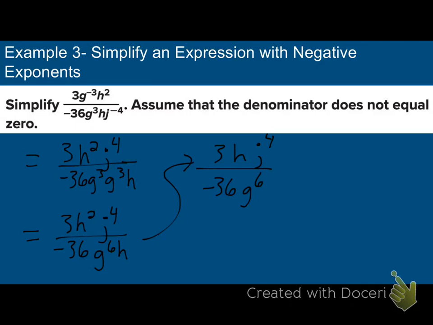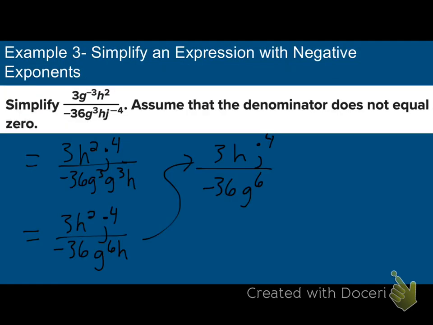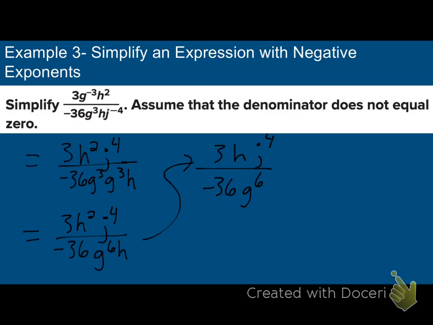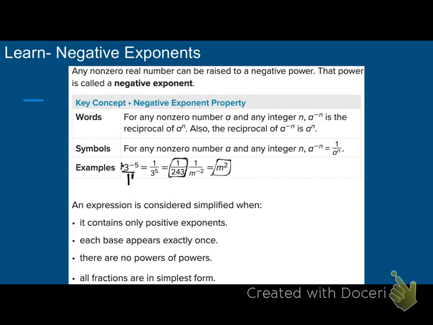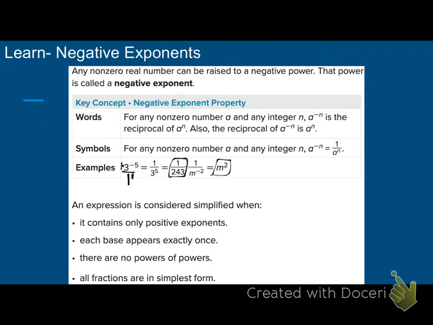Is that in simplest form? Let's check. Does this contain only positive exponents? Yes, it does. Check. Does each base appear exactly once? Yes, I only got one h, one j, one g, one 3, one negative 36. Each base appears exactly once. Check. Are there any powers of powers? Do I have any powers in an exponent raised to another exponent? Nope. Check. Are all fractions in simplest form?